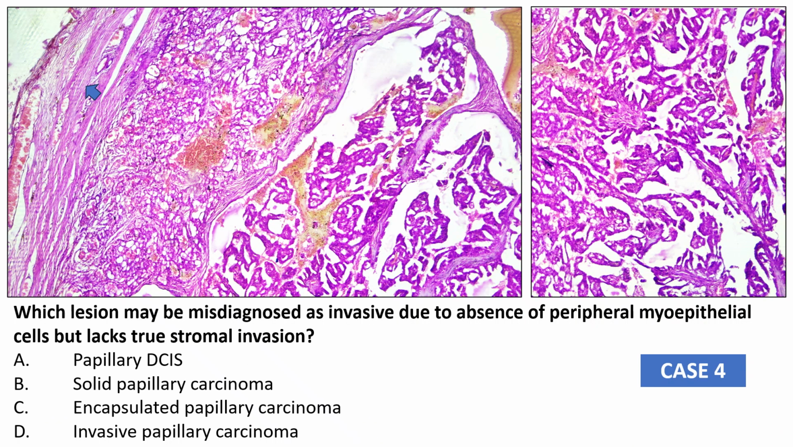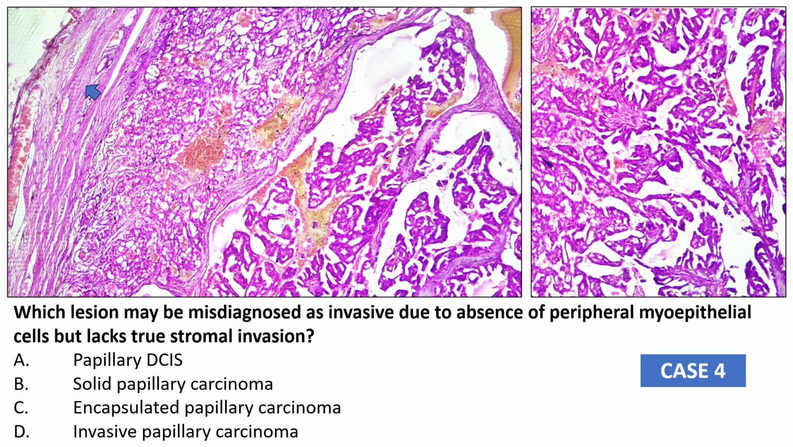This is another case scenario. Based on this image, which lesion can be misdiagnosed as invasive carcinoma due to the absence of peripheral myoepithelial cells but lacks true stromal invasion? So what is the clue given here? There is no myoepithelial cell rimming at the periphery. But there is also no stromal invasion. No stromal invasion means it is non-invasive. It is not invasive carcinoma.